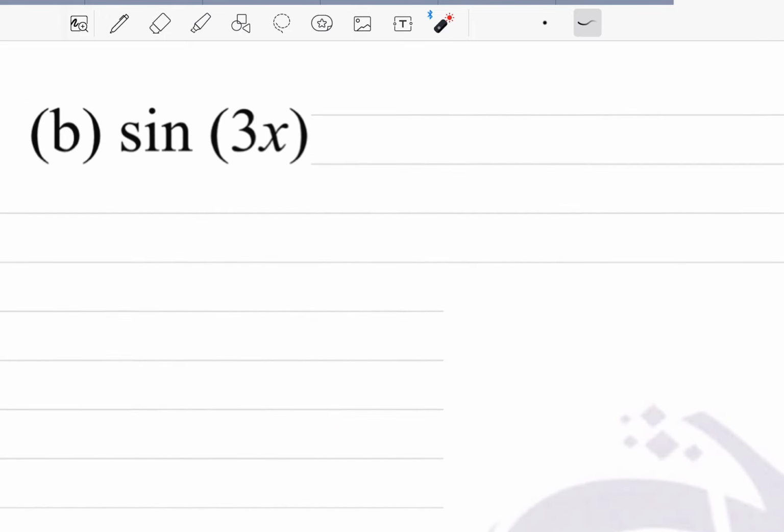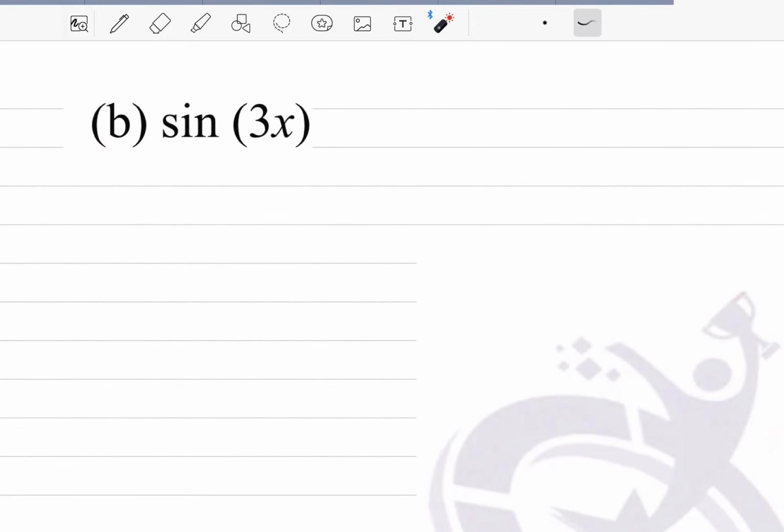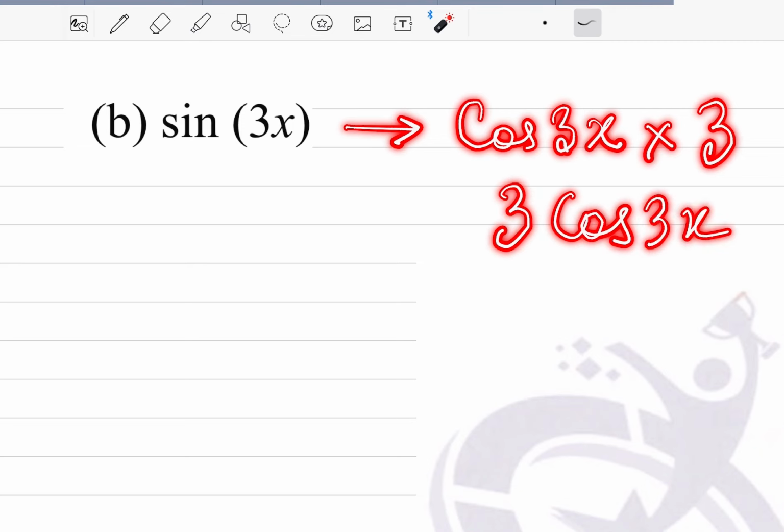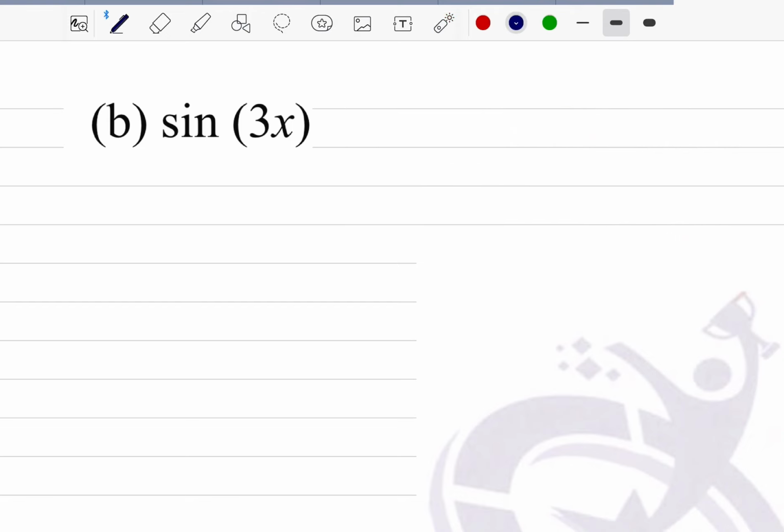They have given sine 3x. You have to find the derivative of sine 3x. Now you know the derivative of sine 3x will be, sine ka derivative is cos. So sine 3x ka derivative will be cos 3x into derivative of 3x. So the answer should be 3 cos 3x. This is the final answer. But you have to solve using first principles.